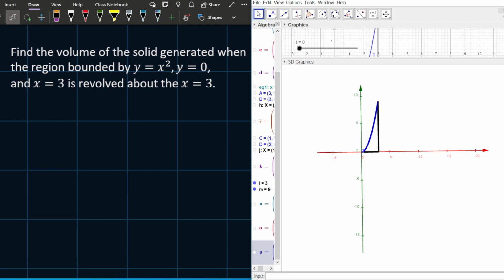Okay, for our next example, find the volume of the solid generated when the region bounded by y equals x squared, y equals 0, and x equals 3 is revolved about the x-axis. So this is technically the same region, no? But this time, iba yung axis of revolution natin. Okay, drawing ulit natin yung sketch ng region natin. Extend ko, no? Kasi iba nga pala yung axis of revolution natin.